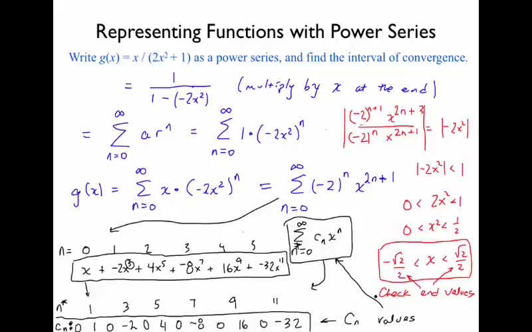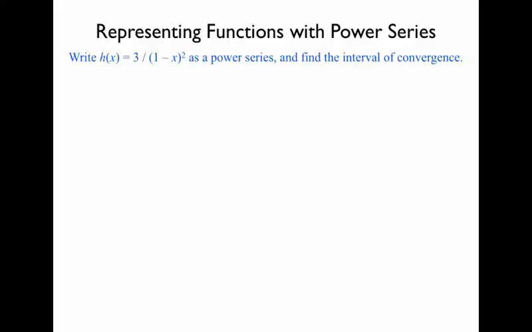So let's try another one of these. It's just like the long division where we have the placeholders. Okay, so here, what do we have? 3 over 1 minus x squared. What do we need it to be like? We need it to be like a over 1 minus r. Is it? Yeah. So we're good.